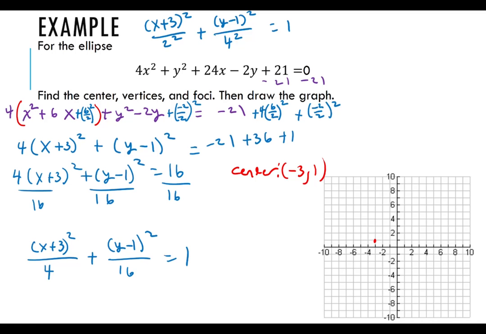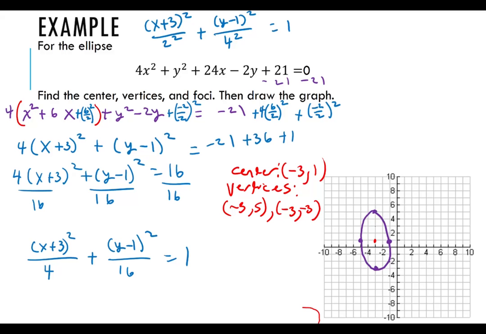Then, if we want to find the vertices, remember that the vertices are going to be on the vertical axis, and so that's going to be shift up from the center a distance of 4 and down 4. And then, for our minor axis, we go to the right a distance of 2, and to the left a distance of 2. And so I've actually done everything I need to graph the ellipse. But let's write all of this out. My vertices are going to be shift up by 4, so that is negative 3, 5, and shift down from the center a distance of 4, that's going to be negative 3, negative 3.